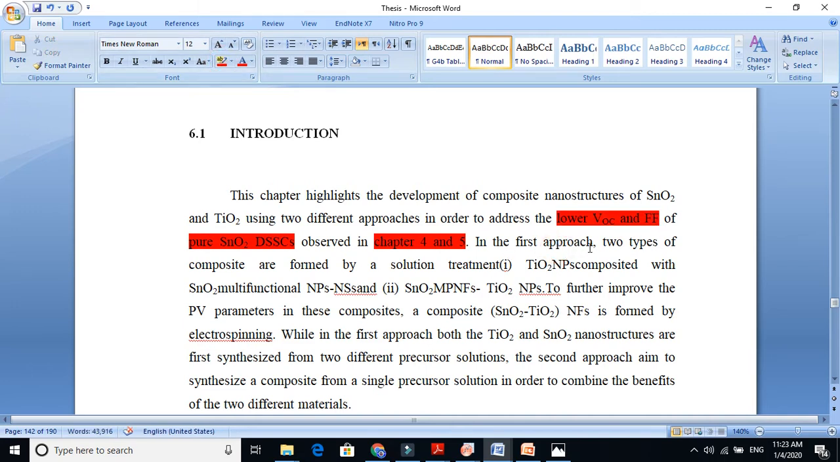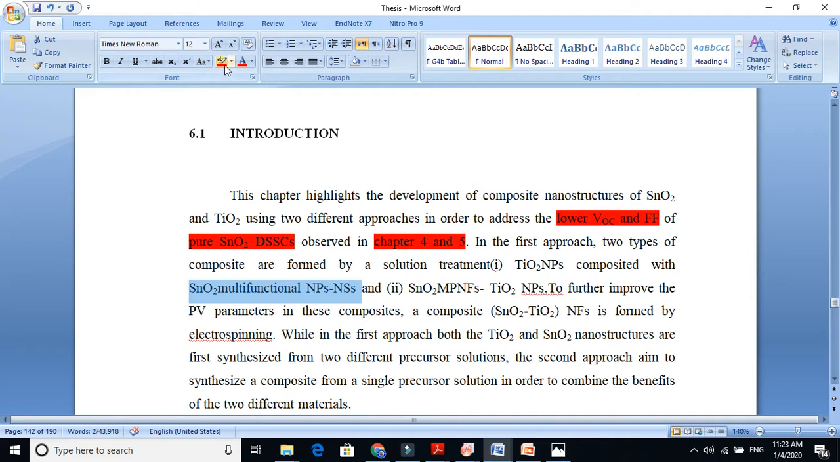In the first approach, two types of composite are formed by solution treatment. Number one, we use titania nanoparticles and make the composite with the SnO2 multifunctional nanosphere. You remember, this is the fourth chapter, where we synthesized this. Now we're making composite with titania. And the second is we use the fifth chapter's tin oxide nanofibers, and we make the composite with titania.